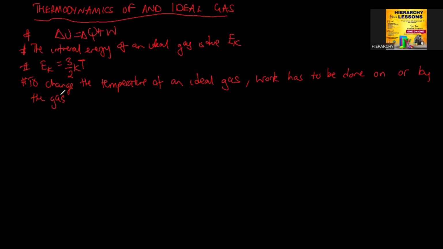If work is done by the gas and the temperature decreases, energy leaves the system. If a gas does work, energy leaves the system. If work is done on the gas, for example if we compress a gas, its temperature increases. We have done work on the gas, so the internal energy increases.